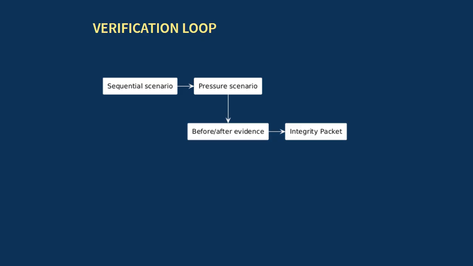The verification loop is what makes the argument defensible. Run a sequential scenario, then run a pressure scenario, and compare before and after evidence using the same workload. What evidence would prove the fix actually helped? A repeatable before-after run with logs and metrics that show the failure, the correction, and the residual risk. Then record that reasoning in the integrity packet.